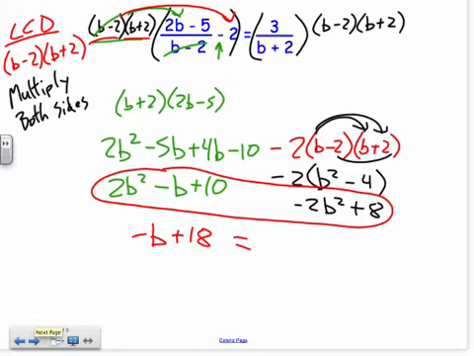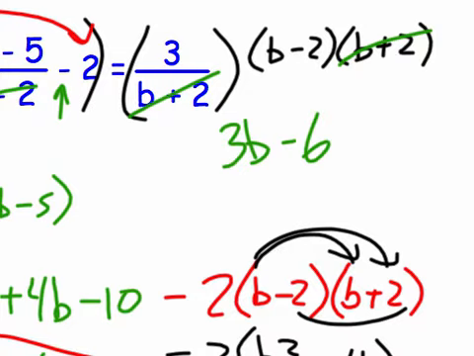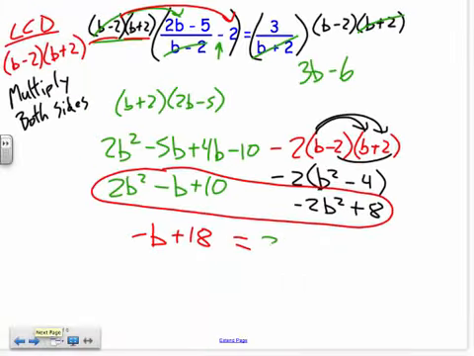Okay, this next side should be a little bit easier. If I go up here, looking at the right side, the b plus 2 cancels with the b plus 2 there. So I just have 3 times b minus 2. Well, 3 times b and 3 times negative 2, which is negative 6. So that's going to equal 3b minus 6. So it takes a little bit of work, doesn't it?